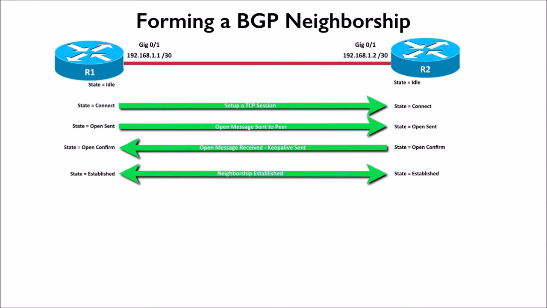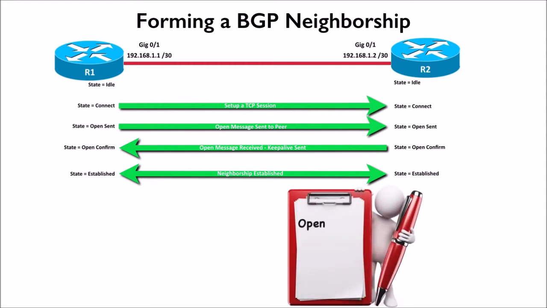But what would have happened if one of these routers did not receive a keep alive message during that hold time? Well, in that case, the router would have sent a notification message and it would have returned back to the idle state. But in this case, we're assuming that each of the routers did receive a keep alive message and they moved into the established state. Now let's take a closer look at the 4 different types of messages that BGP uses.